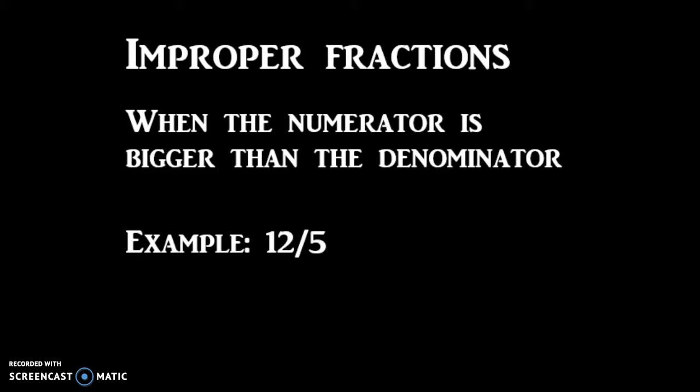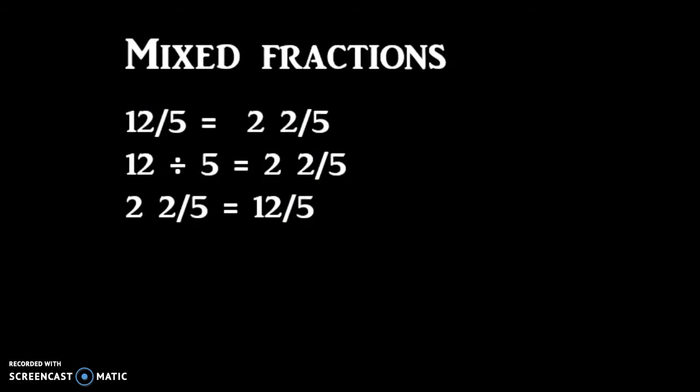Next, we're going to talk about improper fractions. Improper fractions are fractions where the numerator is bigger than the denominator. Here's an example, 12/5. You'll think that's not possible, but the next thing we're going to talk about will make it seem possible. And those things are mixed fractions.